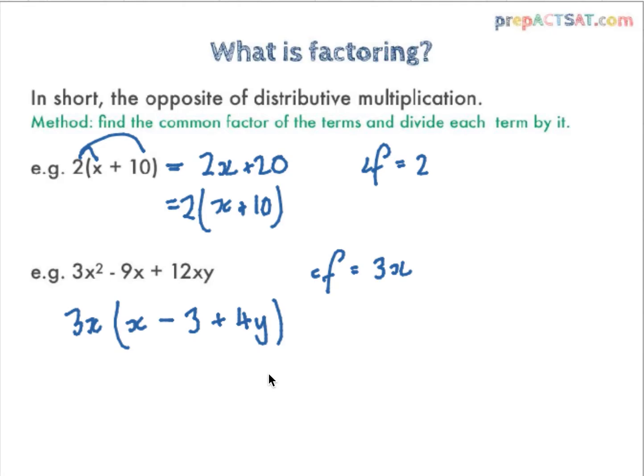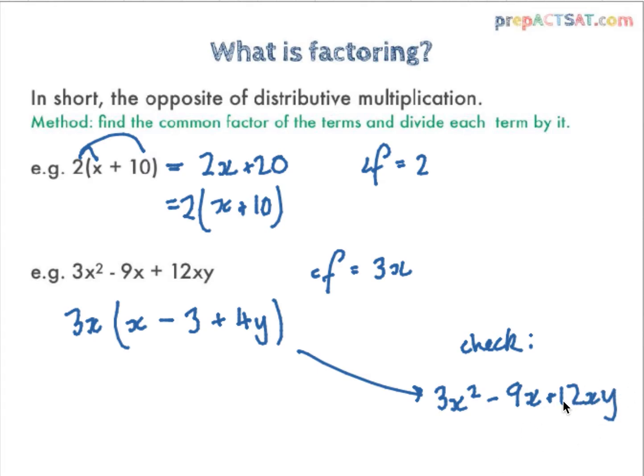Now, since common factoring is the reverse of distributive multiplication, we can check it by doing distributive multiplication. So let's do that really quickly. My first term, I've got 3x times x, that's 3x squared, minus 3 times 3x is 9x, and 4y times 3x, multiply the numbers and we get 12, there's an x and a y, which is obviously what we had at the beginning, so that's good. Okay, all fairly straightforward so far.